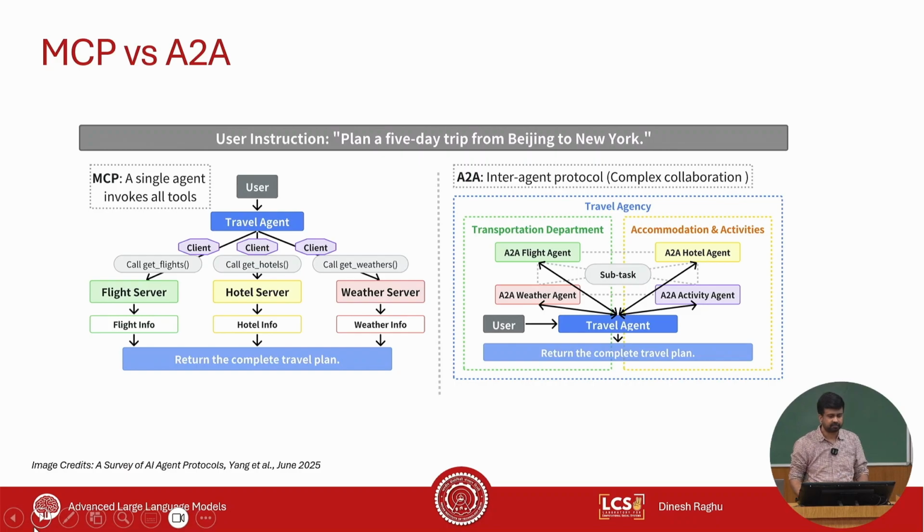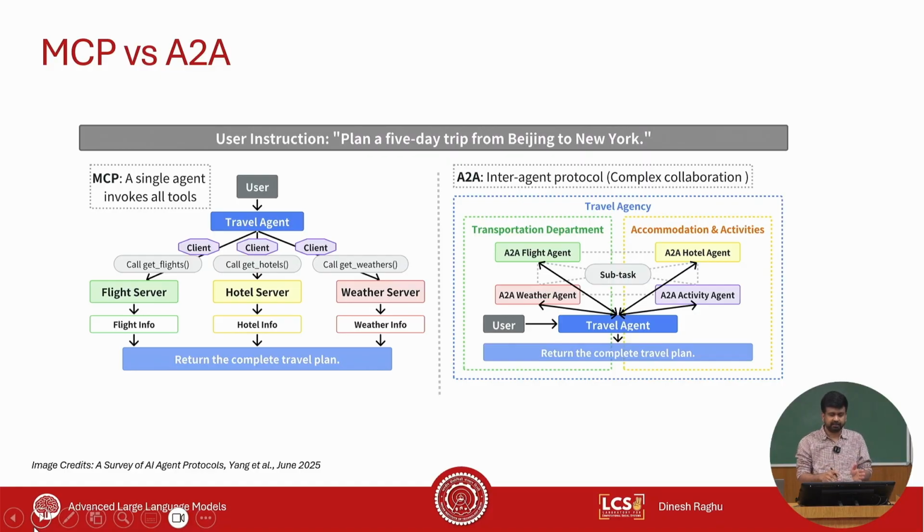Now when the user says, I want to plan a 5-day trip from Beijing to New York, all the intelligence has to lie within one travel agent that will figure out how to use the flight server, how to use the hotel server, how to mix and match, how to use weather to narrow down which one to call first and which one to call second. So it has to make very, very fine-grained decisions on how to get things done, right?